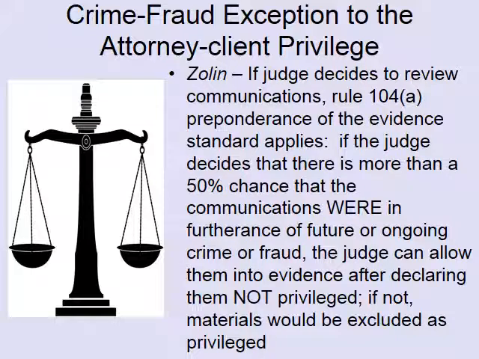But then, if the judge does decide to go ahead and review those communications, the preponderance of the evidence standard of Rule 104A then does kick in. And if the judge decides after that review that there is more than a 50% chance that those communications were in furtherance of future or ongoing crime or fraud, then the judge can allow them into evidence after declaring them to be not privileged. But if the judge is personally only 49% convinced, then the party arguing against the materials being privileged loses, since that's the party with the burden of proof here. So the materials would be excluded as privileged.